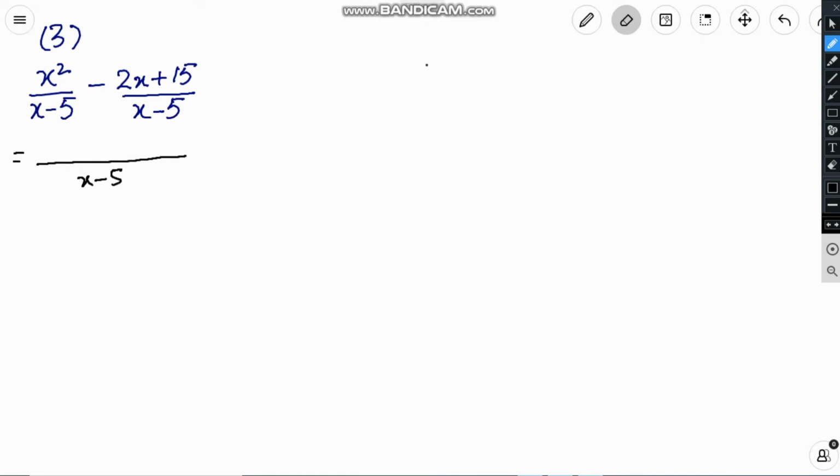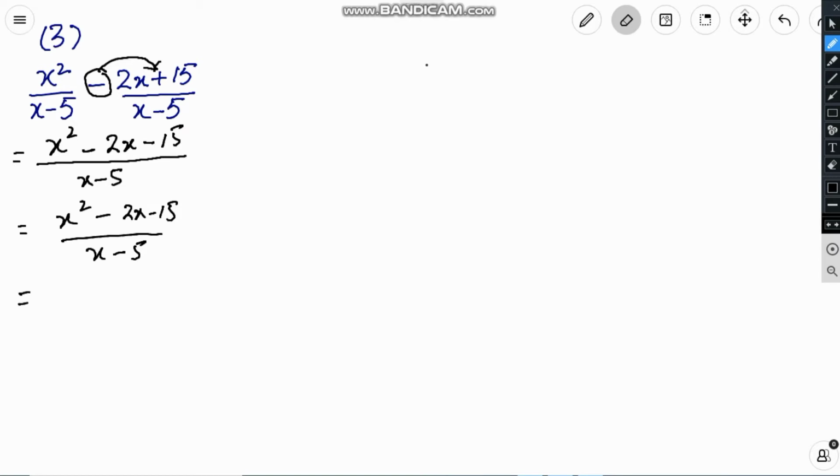As you know very well, as the denominators are same, so simply you can add the numerators. Now in this case the sign here it is minus, so you know very well it changes the sign of the next polynomial. So our next polynomial becomes 2x minus 15. So just simplify it, it becomes x square minus 2x minus 15 over x minus 5.